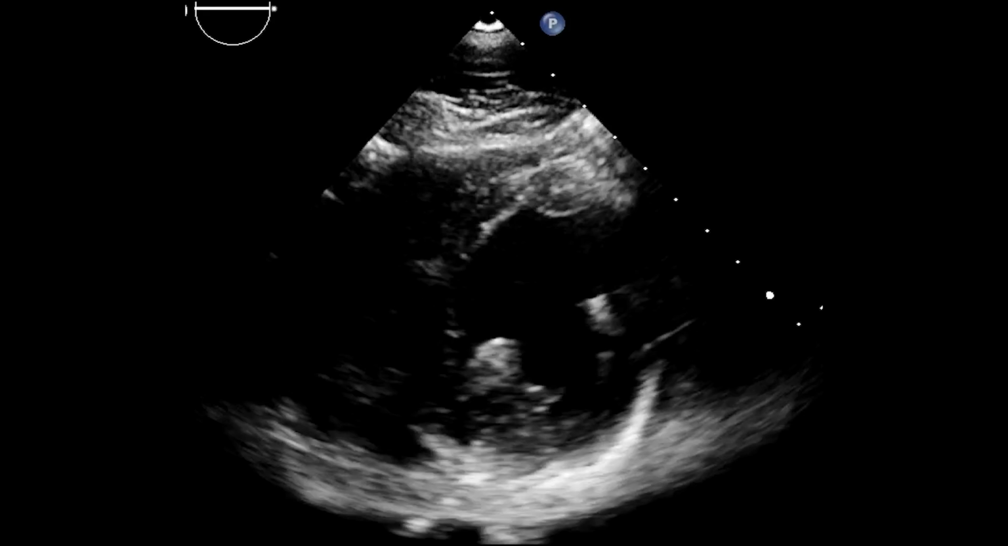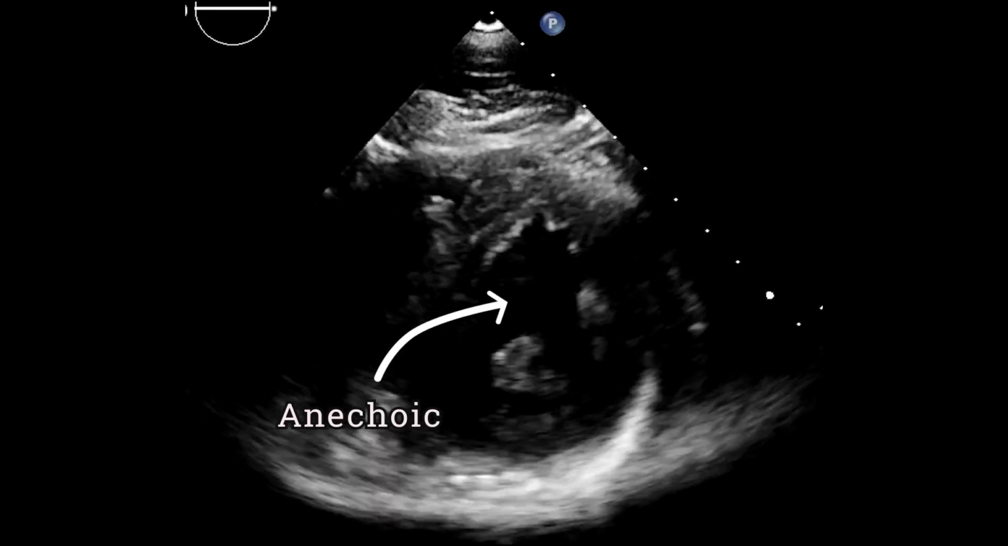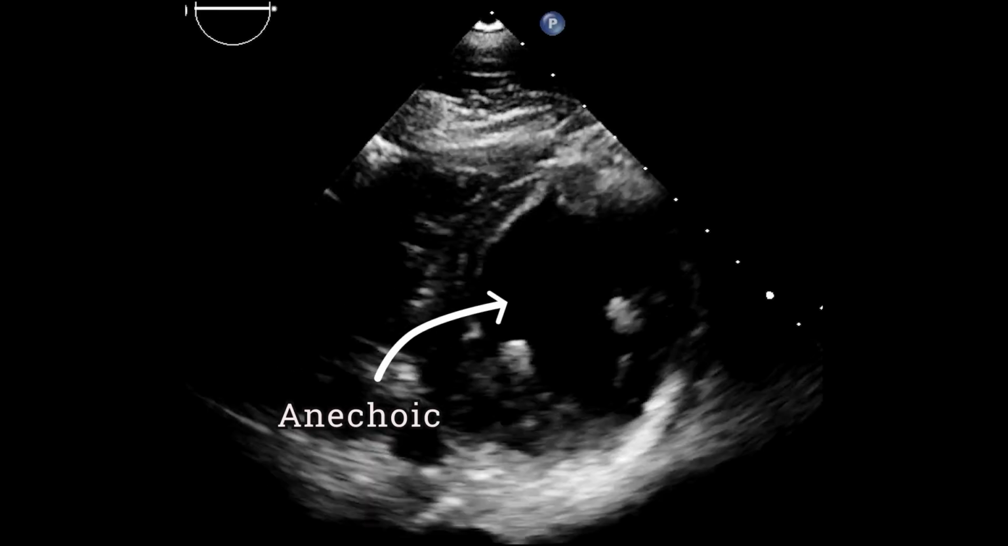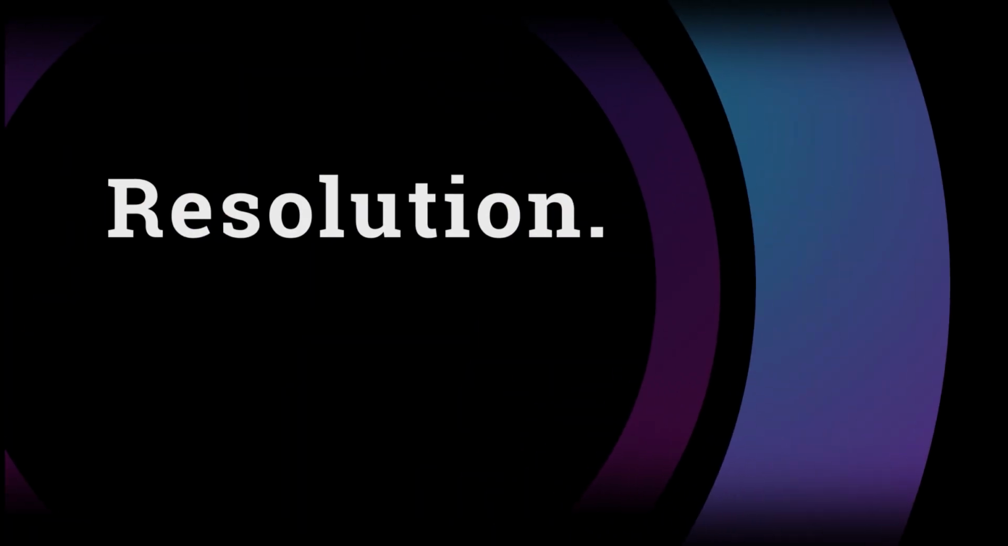At the other end of the spectrum, we have no reflection at all that produces anechoic images, such as that produced by blood vessels. Resolution. The quality of the image displayed must be such that we want to be able to identify all the structures that lie in the path of the ultrasound beam and be able to discriminate between these structures in space and in time. Resolution is the ability to distinguish objects from each other.